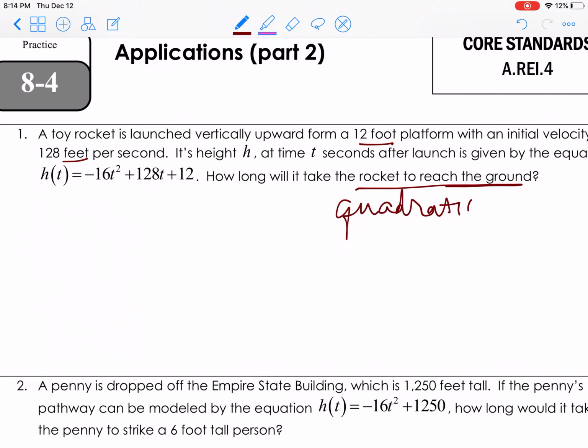If you get a positive answer and a negative answer, you certainly want to use just the positive answer. That's time after the launch. Before that, it's backwards in time before the launch occurred.